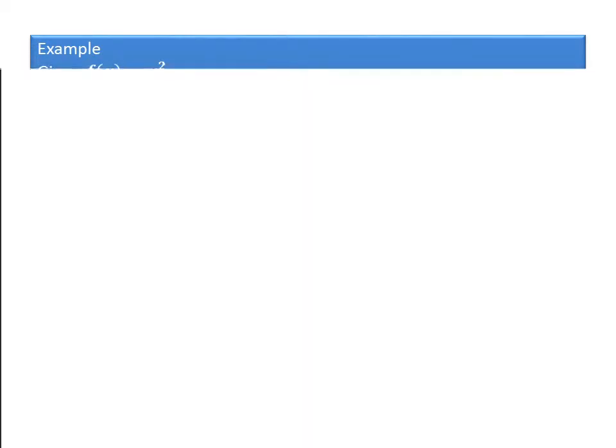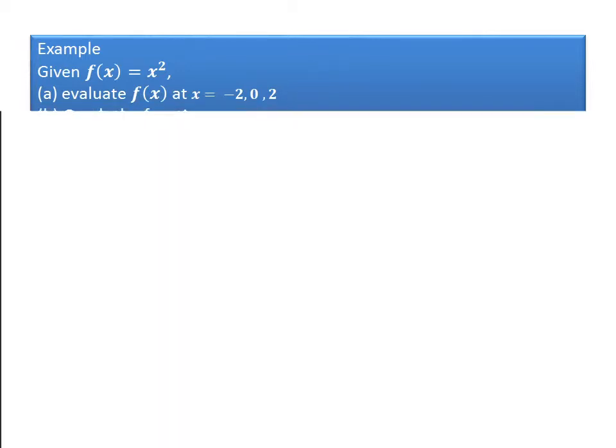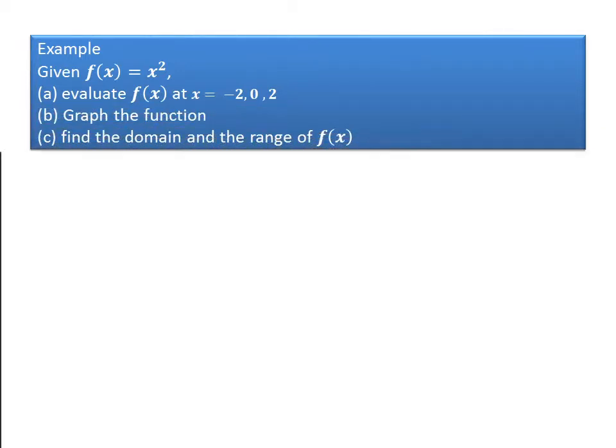Here are some examples on functions. We will give you the function f of x and we will ask you to evaluate f of x at certain values of x. Then you will be asked to graph the function and find its domain and range. We start with the first example. f of x is equal to x squared. This function takes the element x to its square.